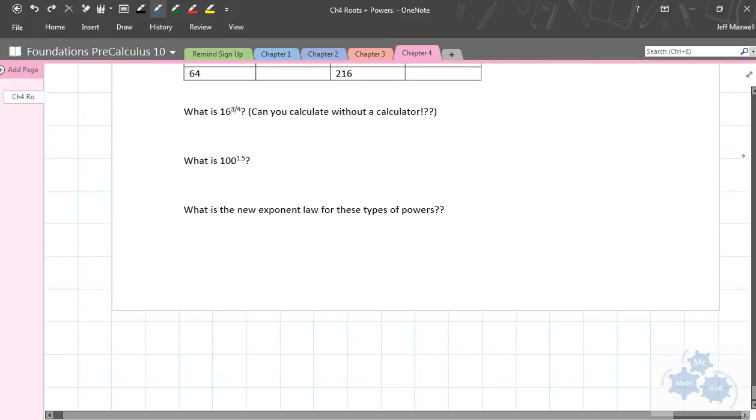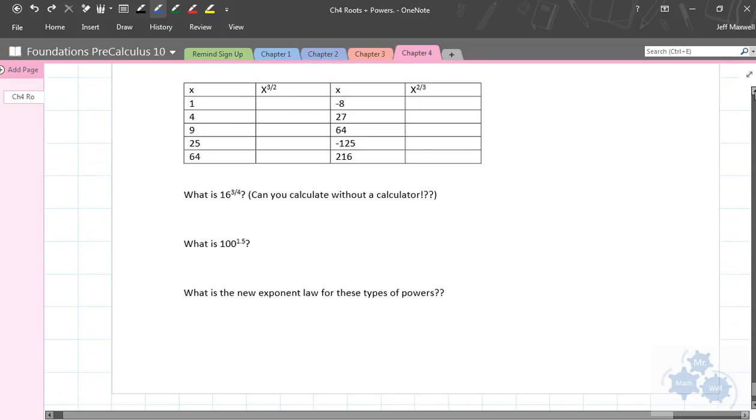1 to the power of 3 over 2, what'd you get? 1. What's 4 to the power of 3 over 2? 8. Did you get 8? Should have gotten 8. What's 9 to the power of 3 over 2? 27. Oh, this is interesting. What's 25 to the power of 3 over 2? 125. And 64 to the power of 3 over 2? 512.